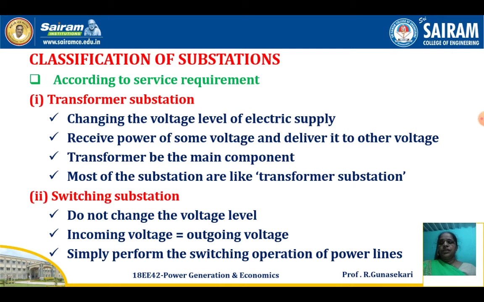The next is the switching substation. In this substation, the voltage level is not changed. The incoming voltage is equal to the outgoing voltage. For example, if we have to transmit 11 kV to the consumer, 11 kV is the incoming voltage and the outgoing voltage is also 11 kV. So in the switching substation, incoming voltage is equal to outgoing voltage. These types of substations are used simply to perform the switching operation of the power lines.